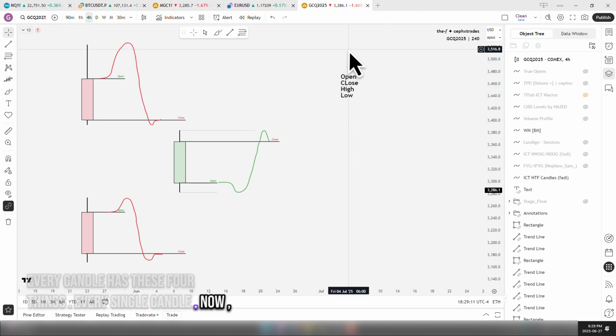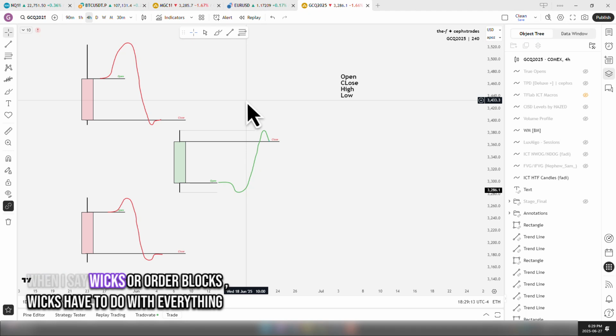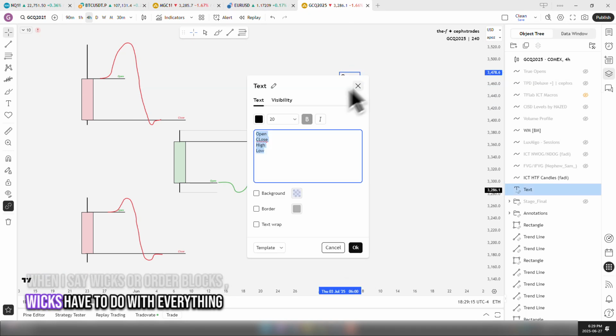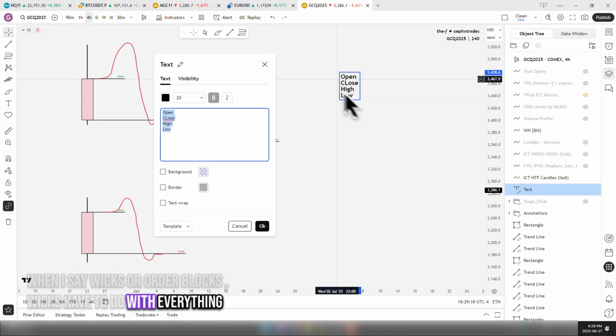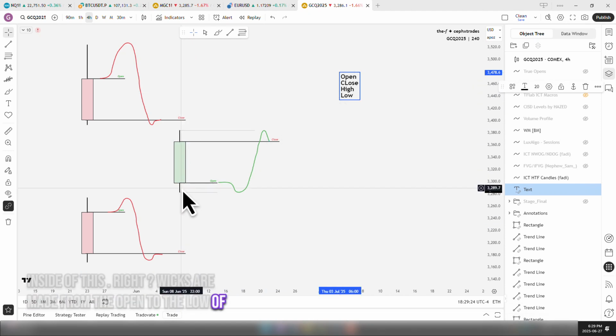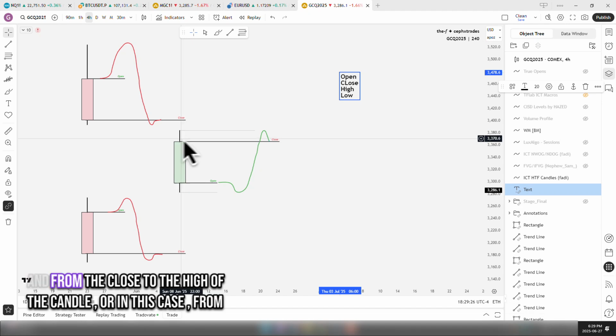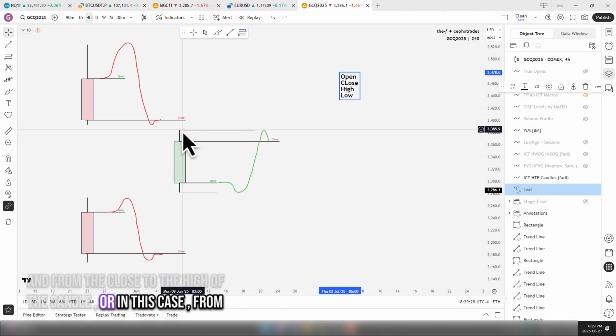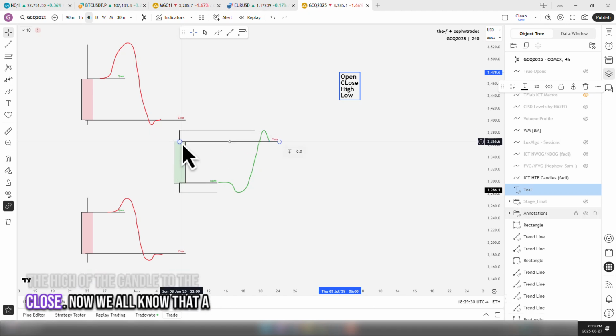Every single candle. Now, when I say wicks or order blocks, wicks have to do with everything inside of this, right? Wicks are made from the open to the low of the candle and from the close to the high of the candle, or in this case, from the high of the candle to the close.